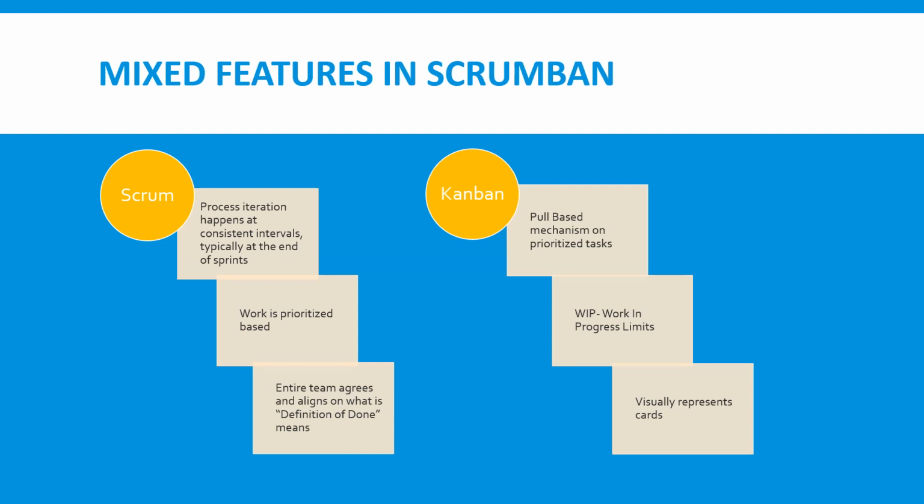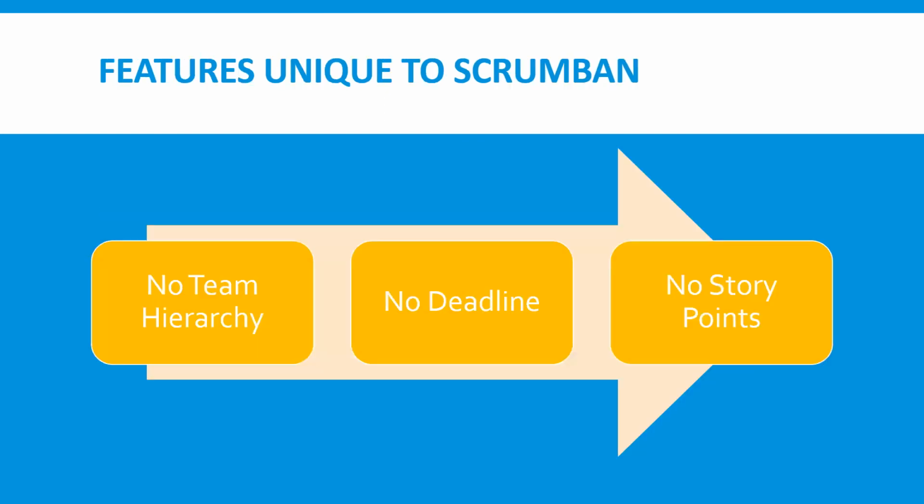Here in Kanban, instead of that, the card is visually represented. Means once the work in progress is completed, we can move it to the complete state, of course, by checking whether the expected criteria are in an acceptable mode or not. Okay, so these are the mixed features we are putting together in Scrumban. Then, features unique to the Scrumban.